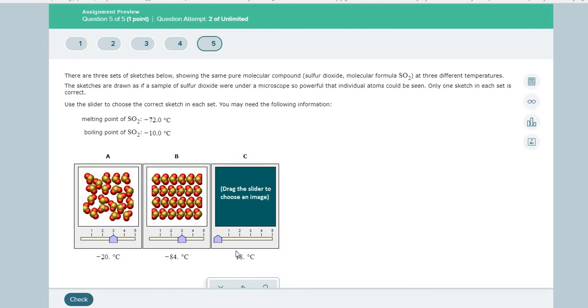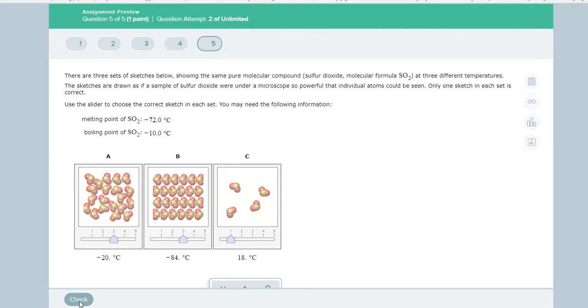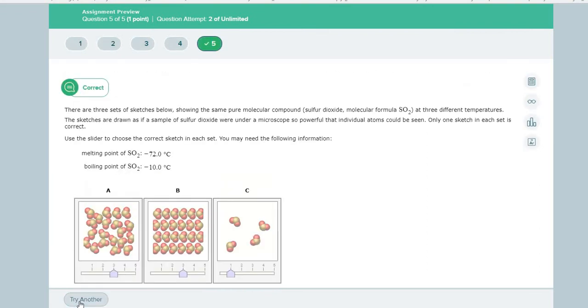And finally, at 18 degrees C, it's going to be a gas. So we can look through this. Looks like it's going to be a gaseous form to me. It's not as dense as the others, and so I'm pretty confident that this is it. Let's click on check, and we should see green, which is good. So that's how you do these problems. Not hard. Just remember the properties of solids, liquids, and gases.